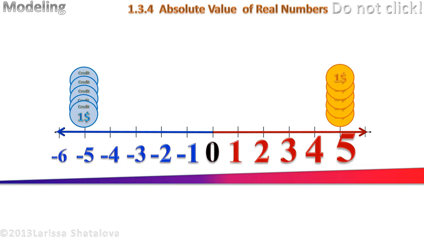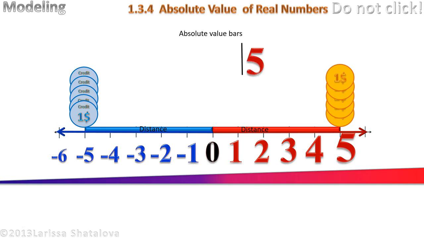One more example of modeling. Here we have $5 and credit for $5. Positive numbers represent money in our pocket, $5. Negative numbers represent credit, $5. But what is important here, the distance from 0 origin to 5 is 5 units, and the distance from 0 to negative 5 is 5 units. This is why absolute value bars around 5 or negative 5, and whatever is coming out, it will always be positive.